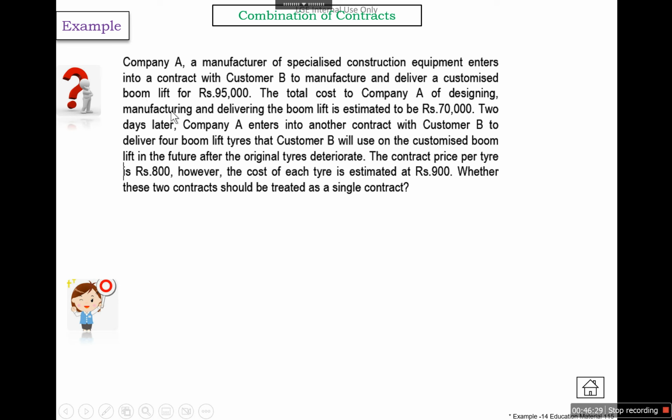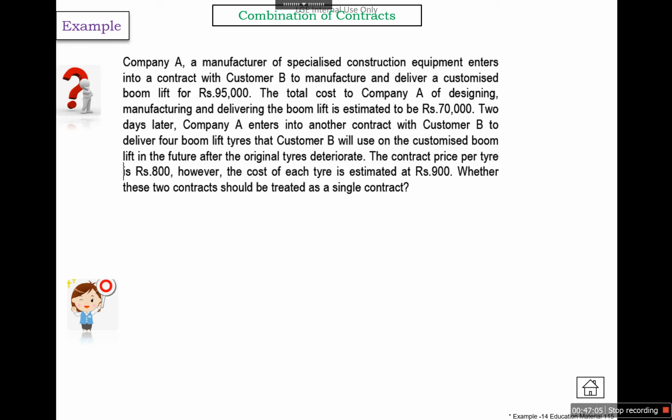Earlier was for the boom lift. This time it is for the tires of the boom lift. We will use the customized boom lift in the future after original tires deteriorate and the contract price per tire is 800. However, the cost of each tire is 900. Whether these two contracts should be treated as a single contract. As we have discussed about the criteria of combination, so if it is entered at a near time, yes, it is entered at a near time. It is entered with the same customer.